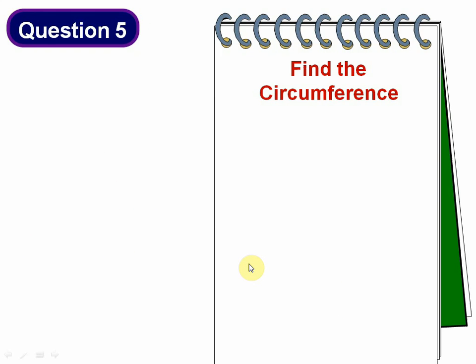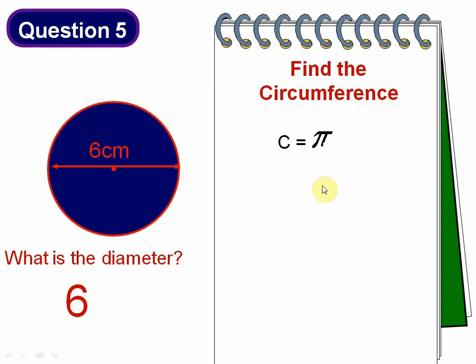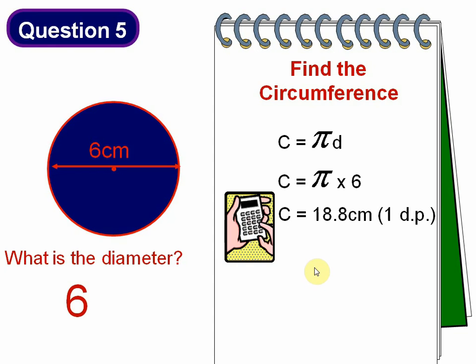Moving on, question number 5, find the circumference of this circle. They give us the diameter. Diameter is double the radius, but we can use the diameter in the formula as well: C equals pi d, where d is 2r. You can use both formulas. So we directly use pi times 6, and the answer is 18.8 centimeters.